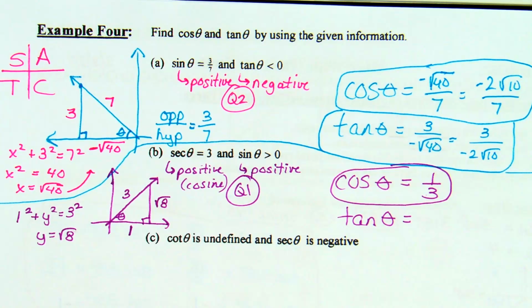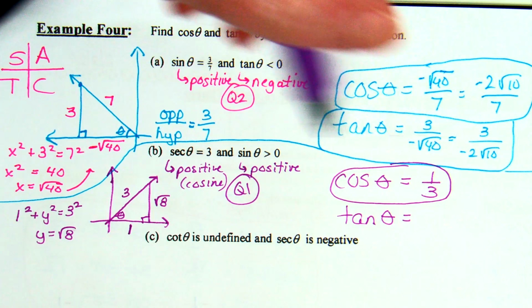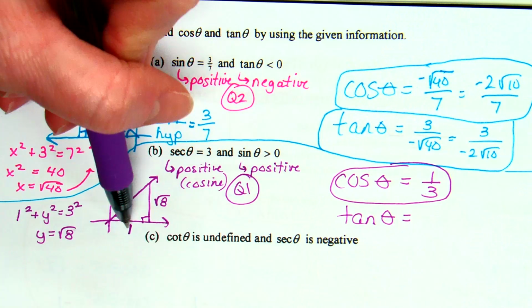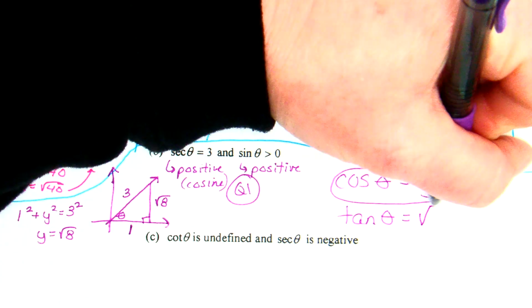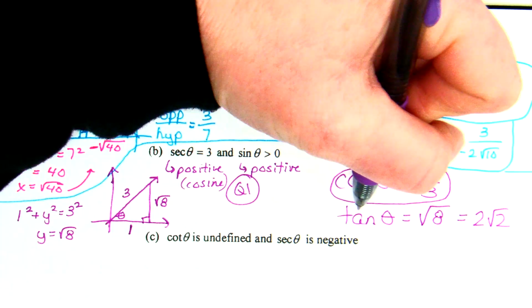Are any of these sides of negative value? No, we're in quadrant 1. Quadrant 1, everything's positive. You go right, it's positive. You go up, it's positive. Everybody's positive. So what is my tangent? Opposite over adjacent. Square root of 8 over 1, which is square root of 8. Which, if you want, simplifies to be 2 square root of 2.